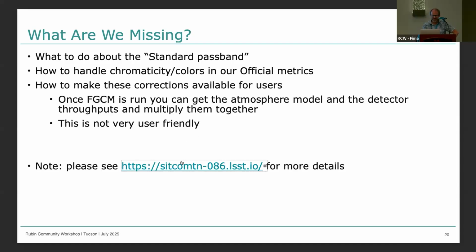And by the way, there's a SITCOM tech note 086, which has more details, not about the performance, but about the theory and everything going on and how we're dealing with flat fields. And this is a live document and will be updated with that. But again, that's more the theory in the background and the math, not the performance, which will be in separate papers like the DP1 paper. Chuck. I'm done.